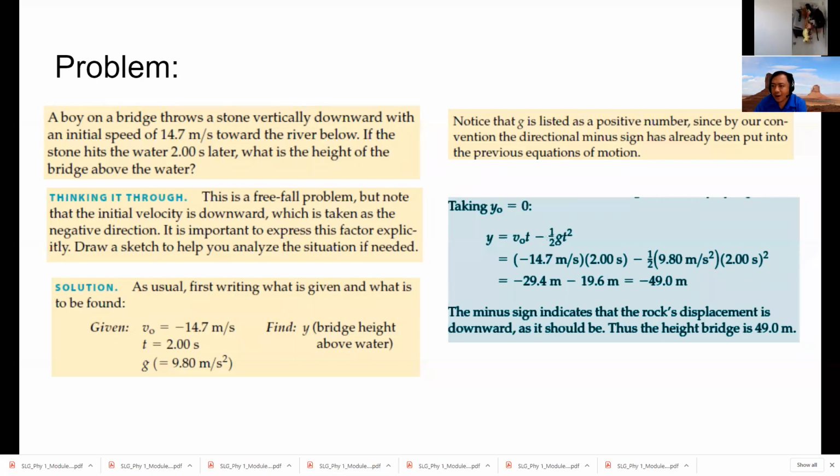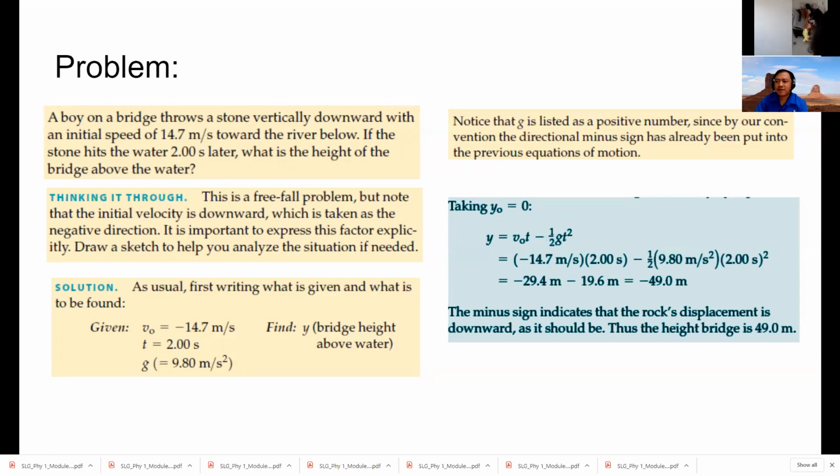Any question about this problem? Clear? You have to remember that g is 9.80. And if your equation uses a minus, you just have it as positive 9.80. Okay? So remember, among the three equations, you choose the equation that is favorable based on the given. So based on the given, you have v naught, you have t, you have g. So you can use that equation.